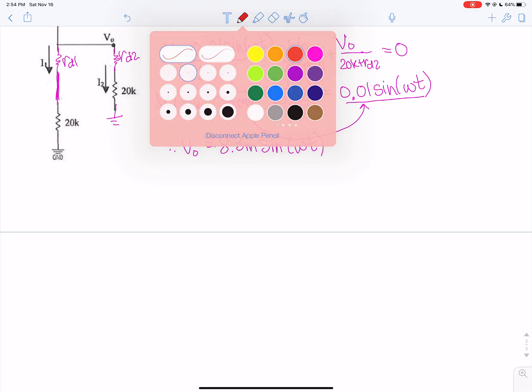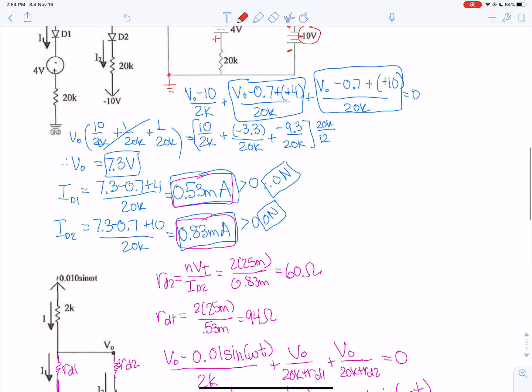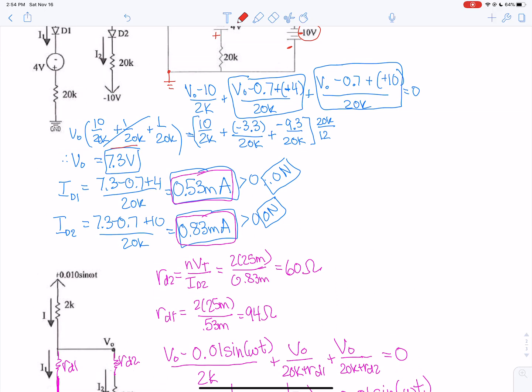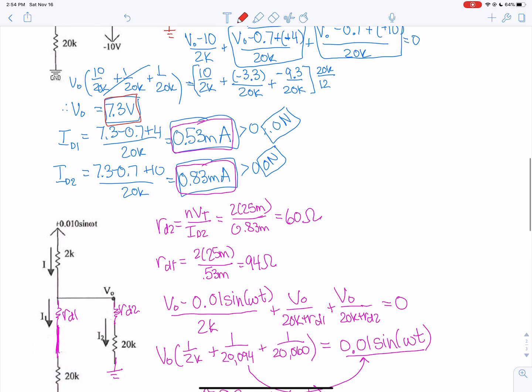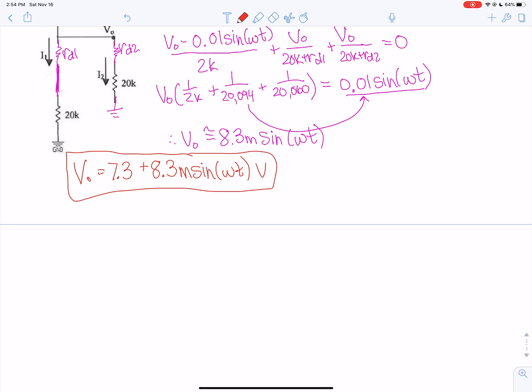And so our total value for V0 is going to be the DC value of 7.3 volts plus this AC value. And that is all in volts. And that is our conclusion.